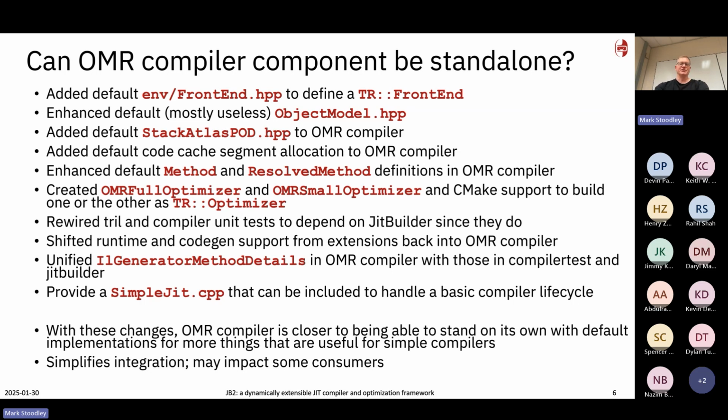So by adding the default implementation into the OMR compiler itself, you no longer have to duplicate and replicate that stuff. It simplifies integration for new compilers. I guess there may be some impact to some consumers. So when some of these commits start to land, I'll probably be reaching out to the people that I know about who are consuming OMR to see if this is going to have any impact on them. I've tried to design these so that they won't impact existing stakeholders, but obviously that's a want and wish, not necessarily a will. So it'll be good to get some feedback on that when we get through that.